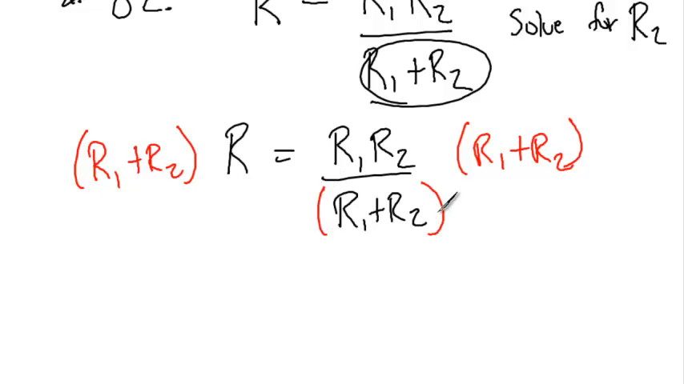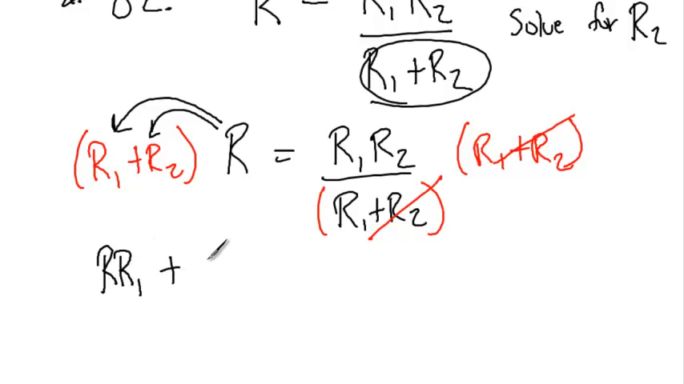Okay, so now when we multiply this side by R1 plus R2, those cancel out. And here we can distribute that. And R times R1, since we don't know what they actually are, and they're not the same thing, then we just write them together. R1 plus R2 equals R1, R2. Or maybe you're thinking of Star Wars, R2-D2.